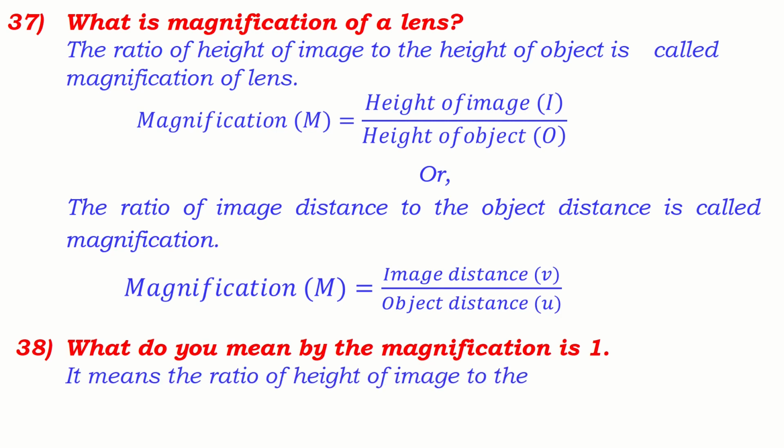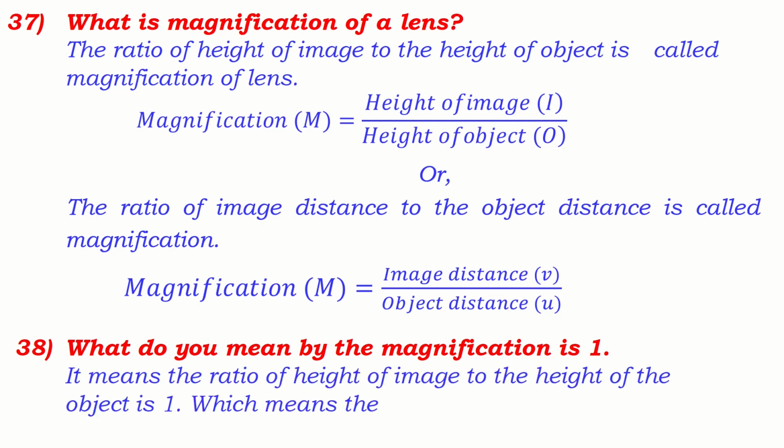It means very simple. It means the ratio of height of image to the height of object is 1, which means the object and image are of the same size. If magnification is 2, then the height of image is 2 times greater than the height of object. Okay, now let's talk in detail. Magnification is exactly the ratio of height of image to the height of object.